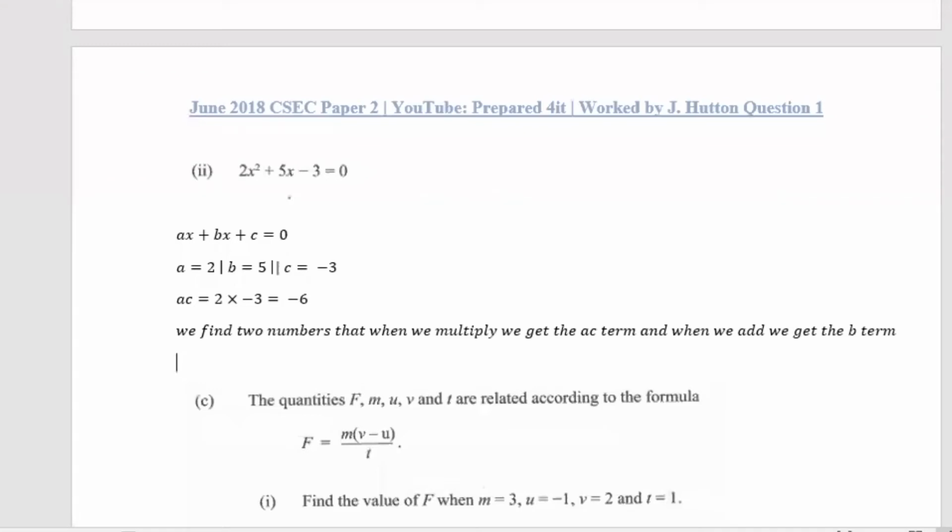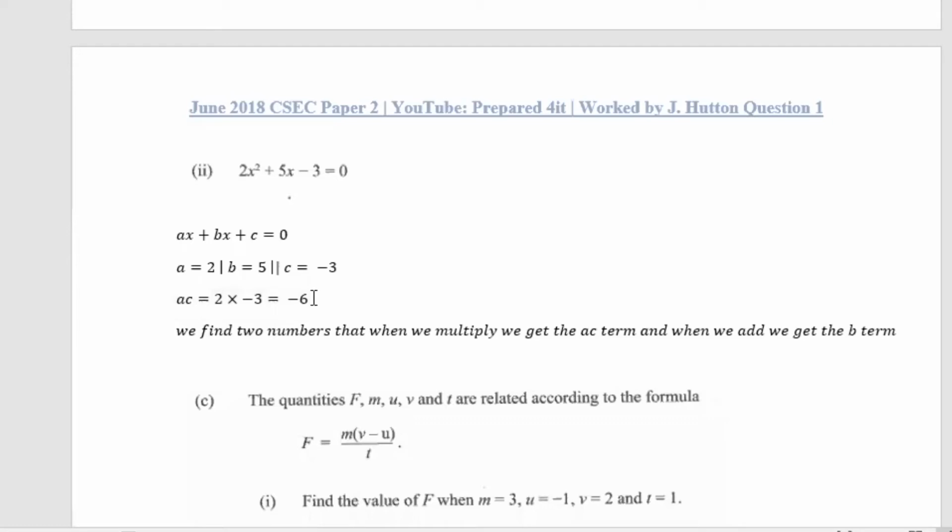Yes, go ahead. When you're doing that question, basically, you have to use the formula thing that I see, right? AX plus BX plus C equals 0. I'm not using the formula, I was just showing you how to identify the different terms. Okay.